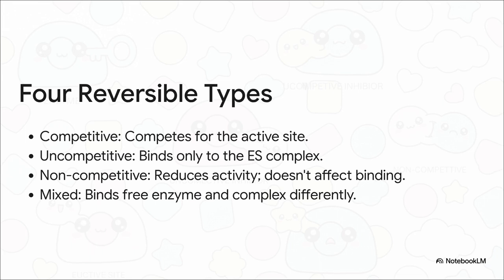Second, uncompetitive inhibitors. Now, these are pretty rare. They actually wait and only bind after the substrate is seated, locking the whole enzyme-substrate complex in place. Third is non-competitive. These bind to a totally different part of the enzyme. They reduce the activity, sure, but they don't stop the substrate from sitting down. And finally, mixed inhibition, where the inhibitor binds whether the chair is empty or occupied, just with varying levels of affinity.